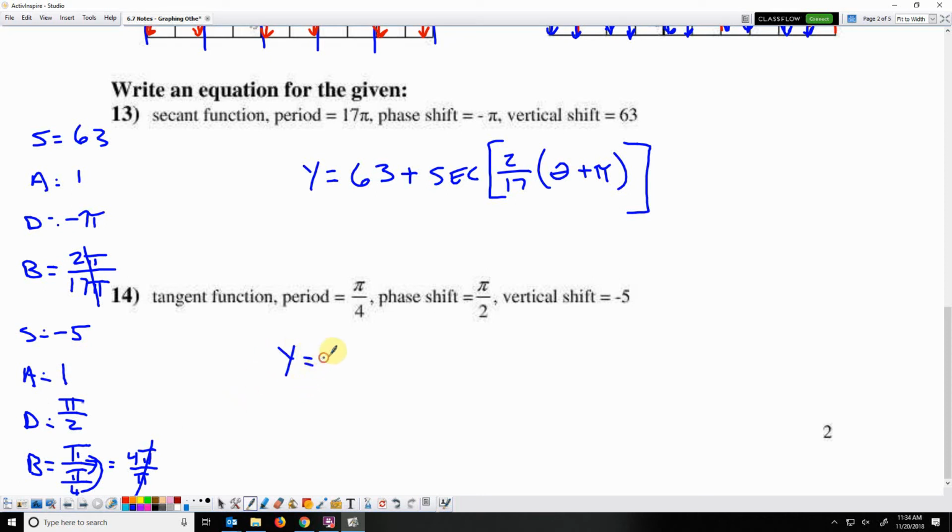Y equals negative 5, sinusoidal axis, plus amplitude 1 times tangent, and then B, 4, theta, and then opposite of the displacement, minus pi over 2.